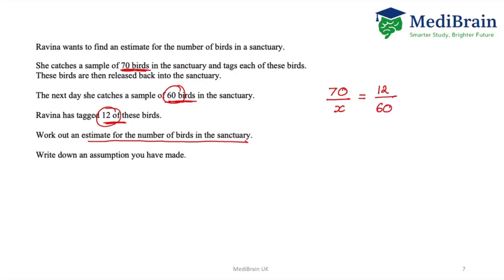Now all we need to do is work out a way of getting from numerator to numerator and then denominator to denominator. These are equivalent fractions. So 12 to get to 70, again, if you wanted to, you could simplify 12 over 60. I'm not going to simplify just for the purpose of explaining it, but you could. 12 to get to 70, how do you do that? You do the same to the denominator.